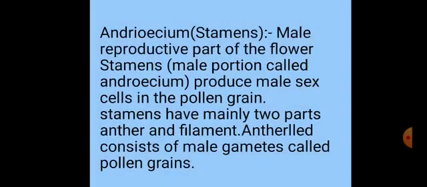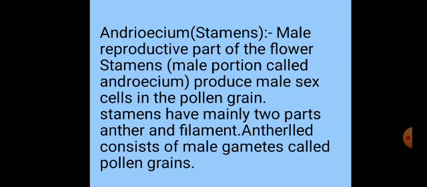In the third circle, the male reproductive part, that is androecium or stamens, is there. Male portion is called androecium, to produce male sex cells in the pollen grain. Stamens have mainly 2 parts: one is anther and second one is filament.